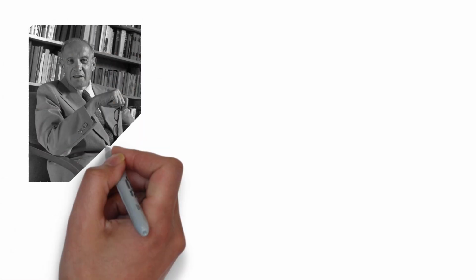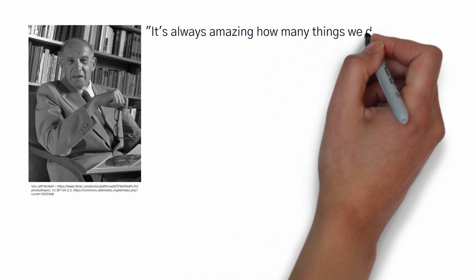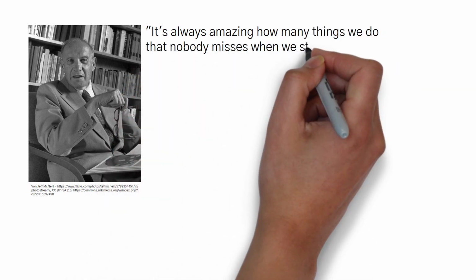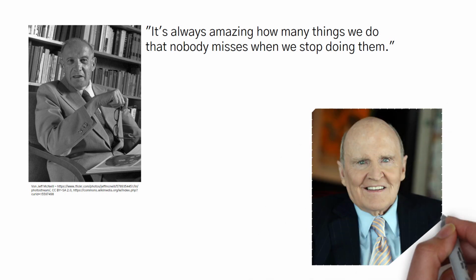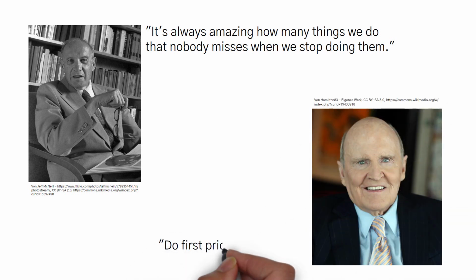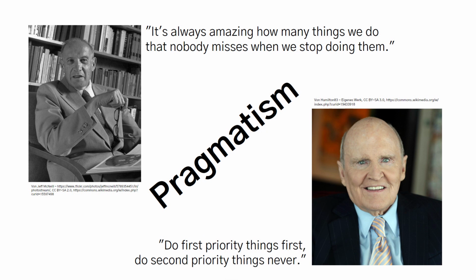And once again to appropriateness. Acting appropriately also means acting pragmatically, and that requires a very specific mindset. Peter Drucker, the well-known economist, once said that it is always amazing how many things we do that nobody misses when we stop doing them. And Jack Welch, ex-CEO of General Electric, sums up the consequences of this with his well-known saying, "Do first priority things first, do second priority things never." Acting pragmatically means clearly prioritizing and leaving the less important things simple.